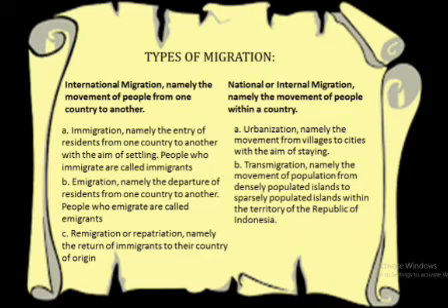Types of migration. International migration, namely the movement of people from one country to another. A. Immigration, namely the entry of residents from one country to another with the aim of settling. People who immigrate are called immigrants. B. Emigration, namely the departure of residents from one country to another. People who emigrate are called emigrants. C. Remigration or repatriation, namely the return of immigrants to their countries of origin.